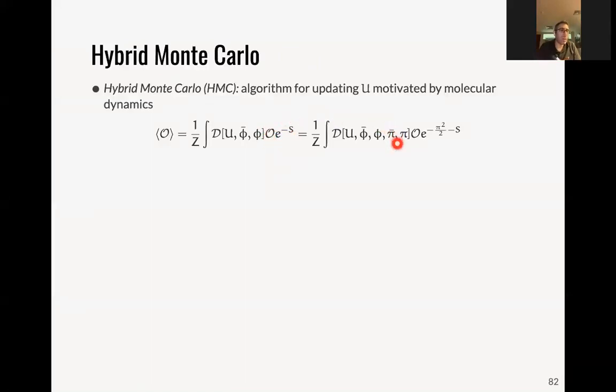And what one can do is just add Gaussian variables here, and then this equality will hold if these variables I introduced are drawn normally, because this integral over pi bar pi of e to the minus pi square over 2 is just a constant, right? So I just multiply by a constant on the top and the bottom, and I've introduced this e to the minus pi square over 2 factor here. Now, these pi variables can be seen as pseudo-momenta. So they can be seen as momenta which are conjugate to, let's say, the position variables, which are the gauge fields. And so you can see this term here as a sort of Hamiltonian, okay?